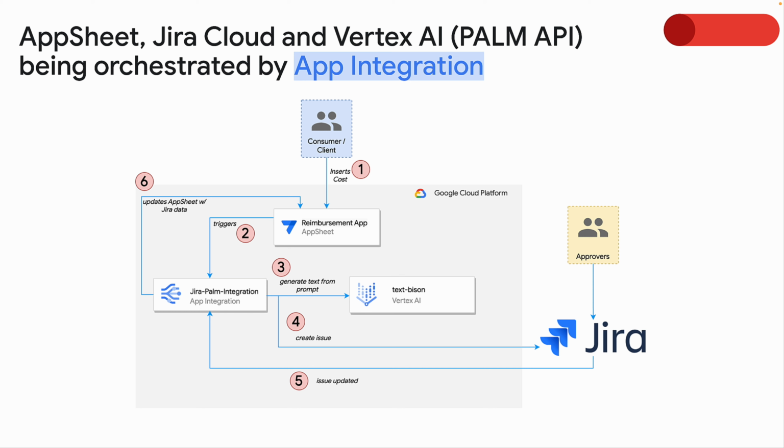So whenever there's a change there in Jira, we're going to be updating application integration, which in turn will update Appsheet so we can have a seamless experience across all these components of our architecture. Again, reinforcing all using no code for speed to market. Now let's start with the demo.